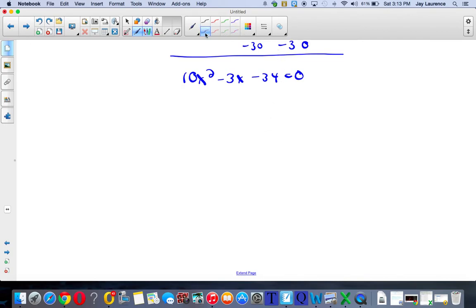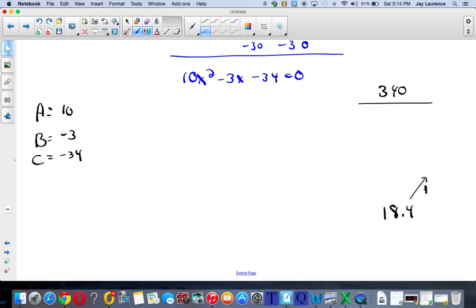All right, I don't see a GCF in there. We're going to go A, B, C: 10, negative 3, negative 34. Multiply them together, A and C, and I get 340. Now B is only a negative 3, so I think my square root trick is probably going to work pretty well. 340, I'll take the square root of it, and I get about 18 4/10. I'm going to move it up half of B, which would be 1 1/2. So I think I get 19 9/10, which is essentially 20.